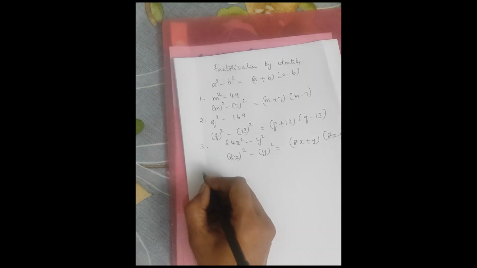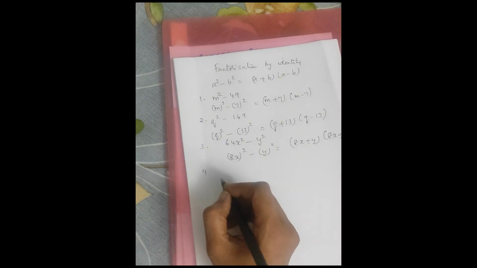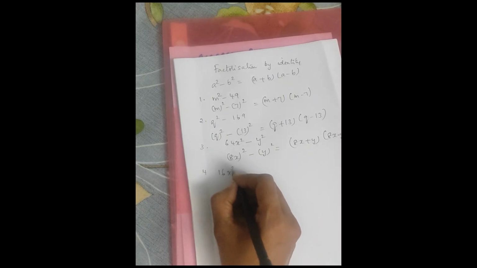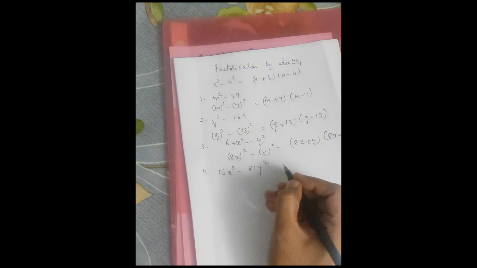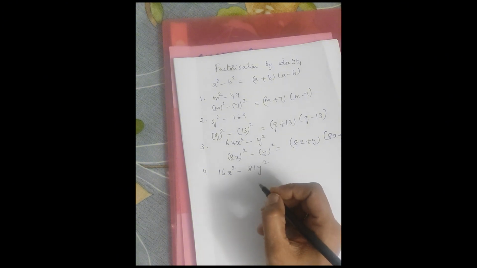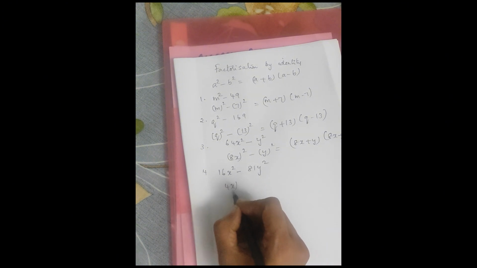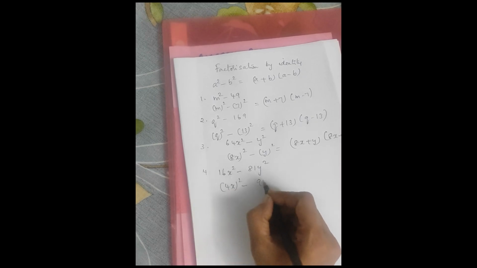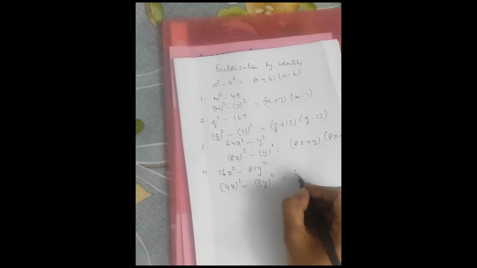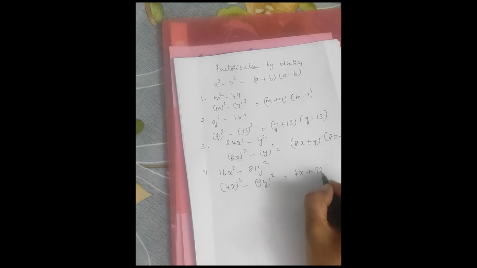So if there are perfect squares and a minus sign in the middle, we can use the identity. 16x square minus 81y square. 16 is the square of 4, 4 fours are 16, and 81y square is the square of 9y. Only perfect squares we can do. So the answer is (4x plus 9y)(4x minus 9y).